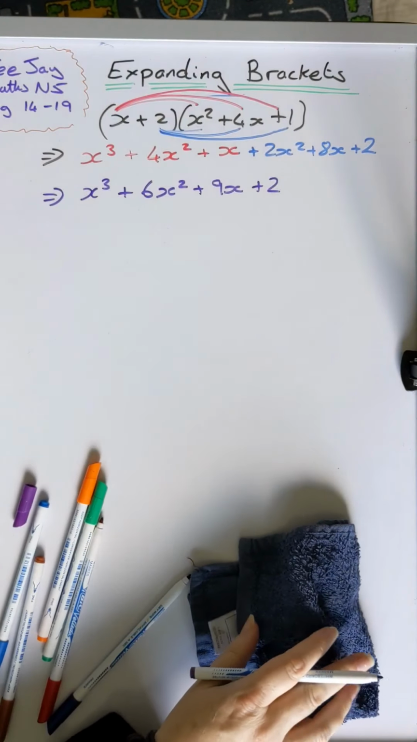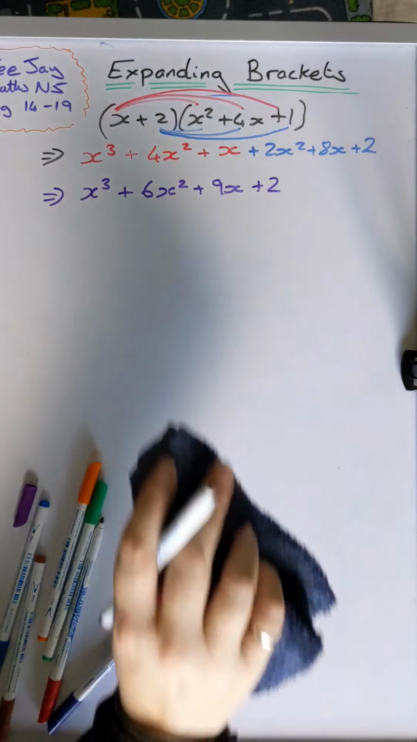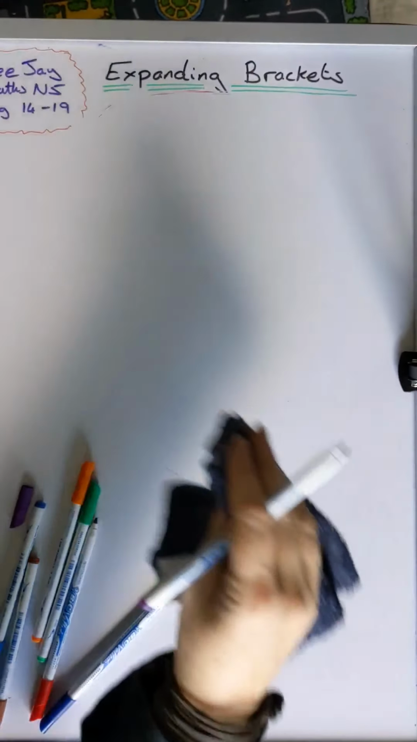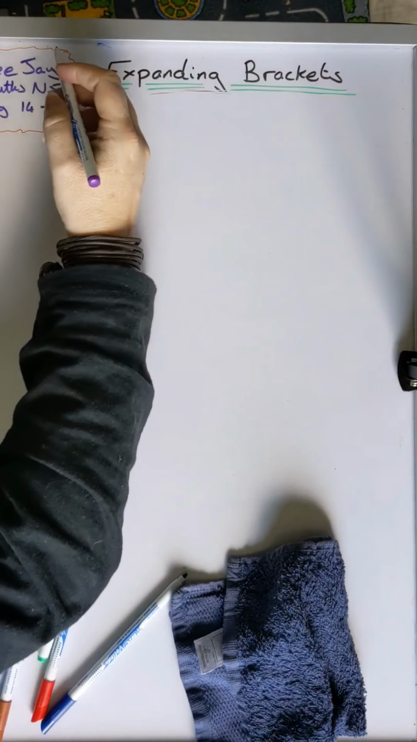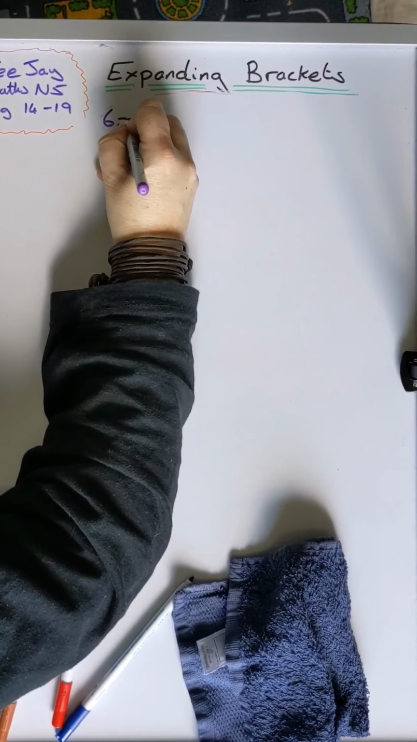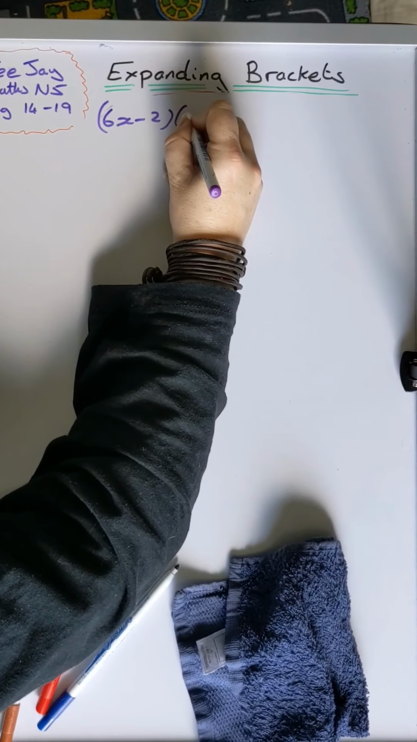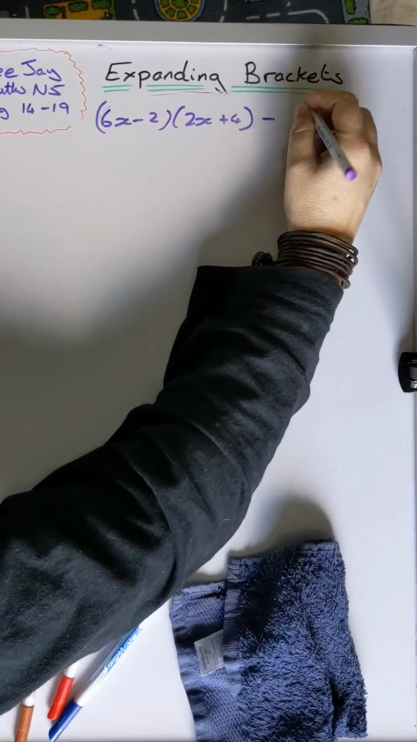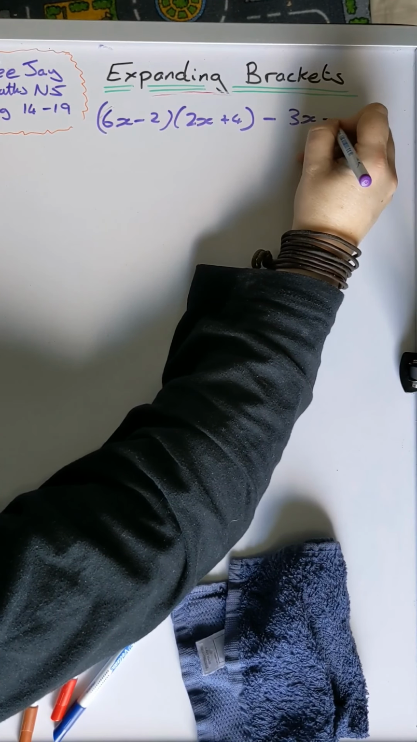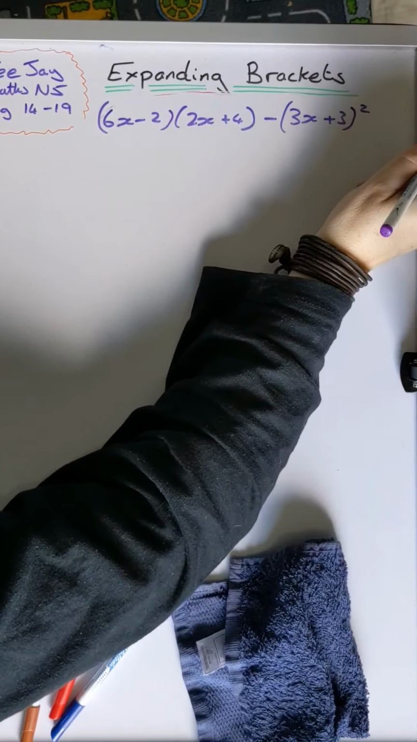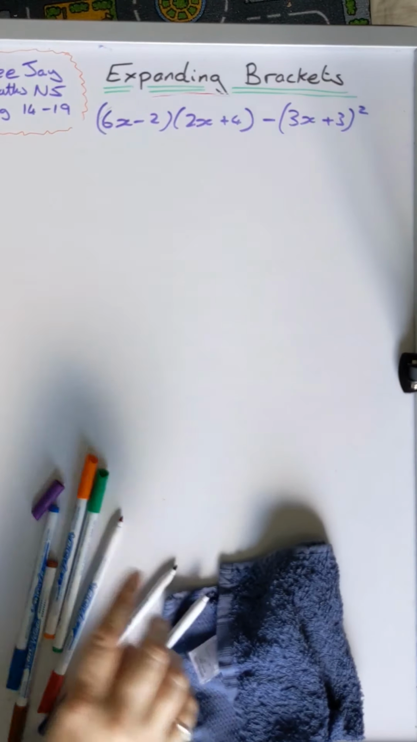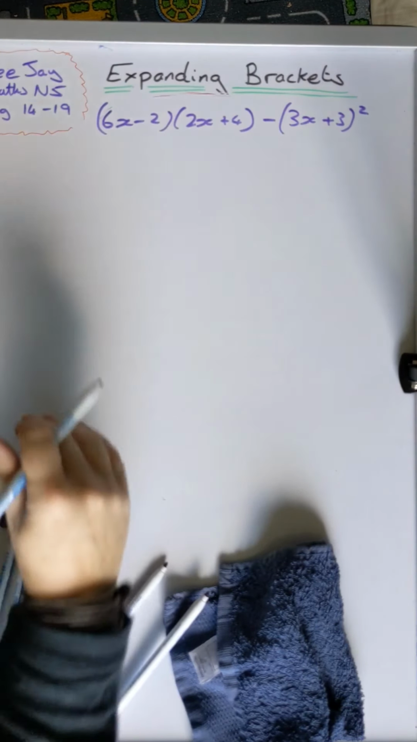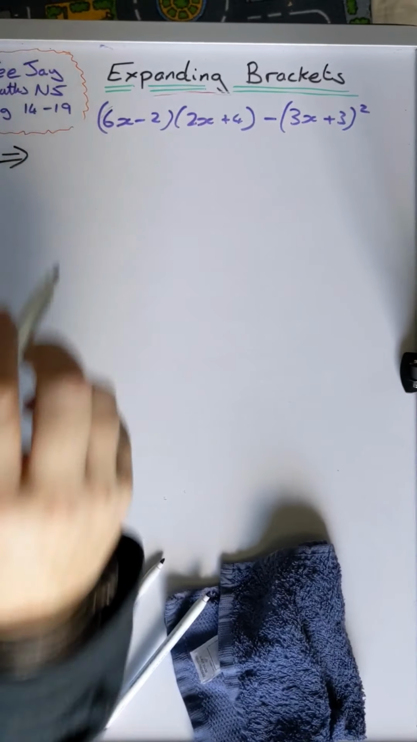I'm going to do one more harder one, and then I'll show you what happens with cubes. So if we have 6x minus 2 times 2x plus 4 minus 3x plus 3 all squared. What we have there is a whole jumble and several techniques we're going to need to do with a lot of collecting like terms at the end. So let's start with the first bit.